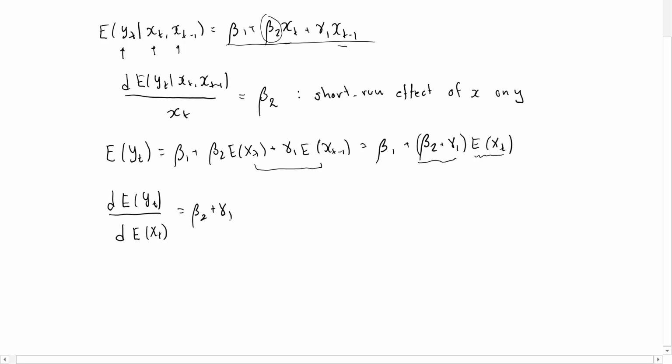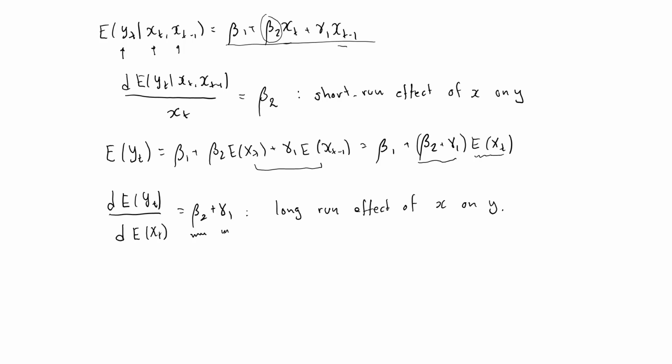Since I'm making a permanent increase in xt and I'm looking at the permanent increase in yt, we will call this the long run effect. It's the long run effect that X will have on Y. The long run effect will be a combination of the short run effect, but this gamma 1, which is the effect of the X variable in the previous period on the expected revenue in this period, will also play a part when we look at the long run effect that X has on Y.